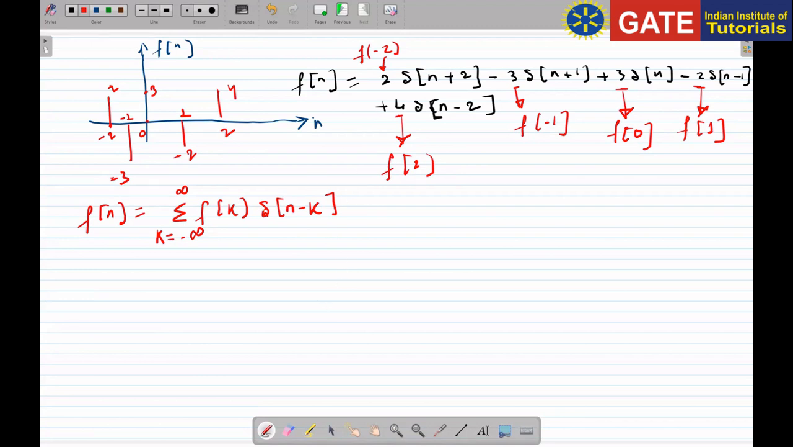Nothing. Just put the value of k. K value is minus 2. F of minus 2 del of n plus 2. Take the k value as plus 1. I mean, yeah, f of plus 1, the f of 1, like here, f of 1, del of n minus 1. Del of n minus 1. I'm not giving the area value. It is a general f of functions, right?